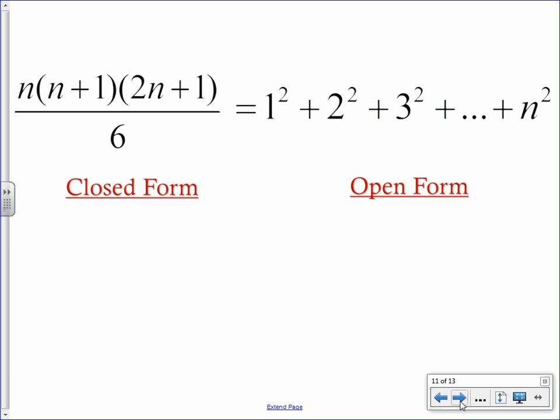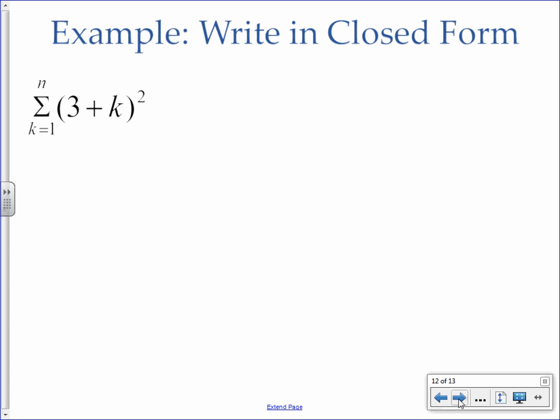So what we're going to have to do is I'm going to give you a summation that I want to be written in closed form. Okay? So I want it written basically as a shortcut. So here we go. Last slide. I want this to be written in closed form, really as a shortcut.